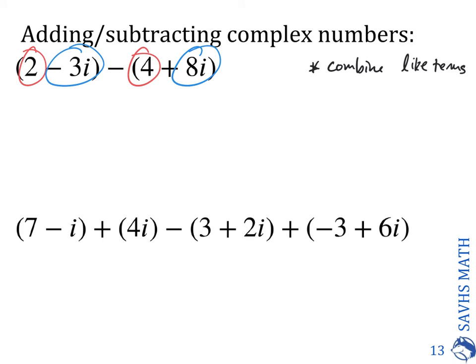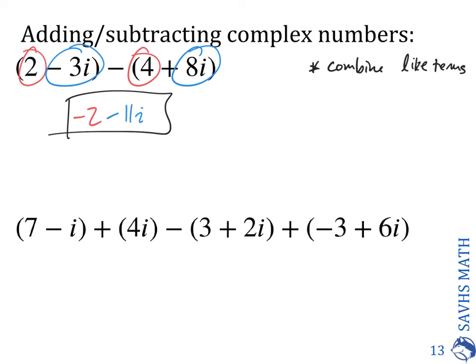So if we're doing 2 minus 4, 2 minus 4 is -2, and then -3i minus 8i is -11i. So my answer here is -2 minus 11i.